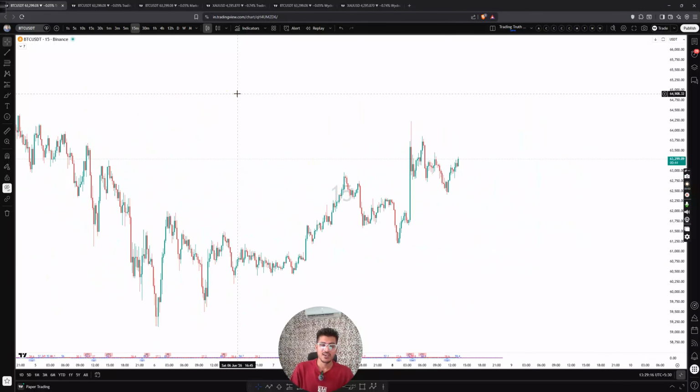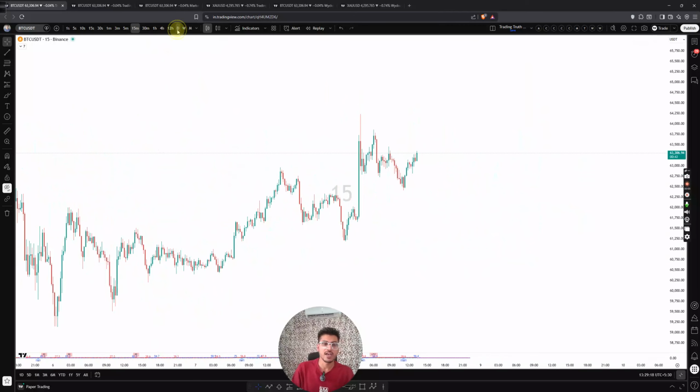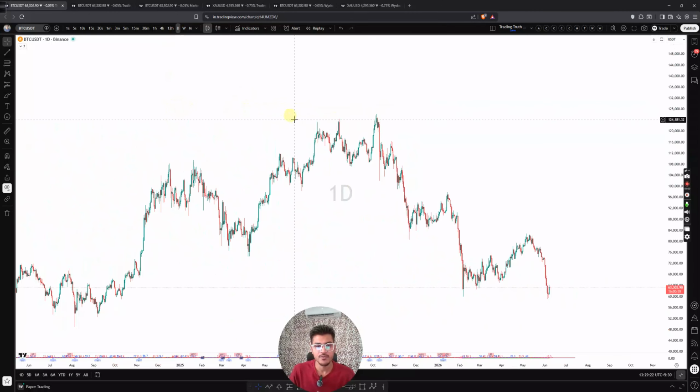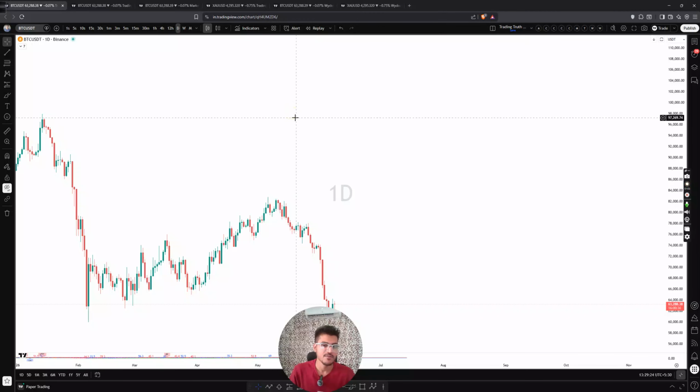When you are switching to different time frames, one thing you notice is that every time frame has a different market structure to it.